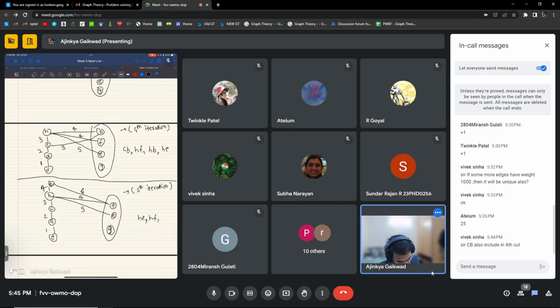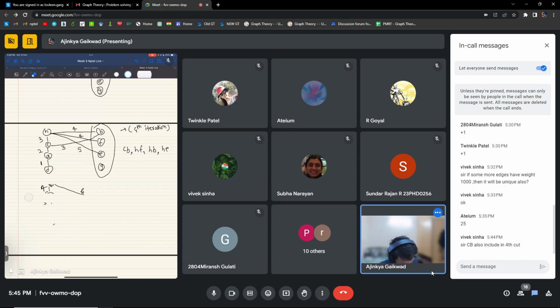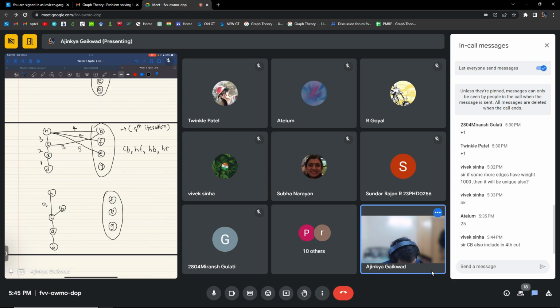Okay, so now let me write down these things again because I made a mistake. So let me just rub this. Let's go back to the fourth iteration. So he's right. CB was the edge with minimum weight. So let me write C, B, H, A, and D. Yes, sorry. So I have added B, so I'm left with F, E, and G. So CH had weight 3, CB had weight 3, and then this is 2 and this is 1.